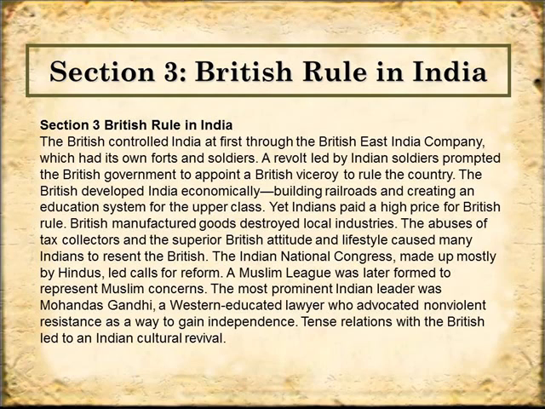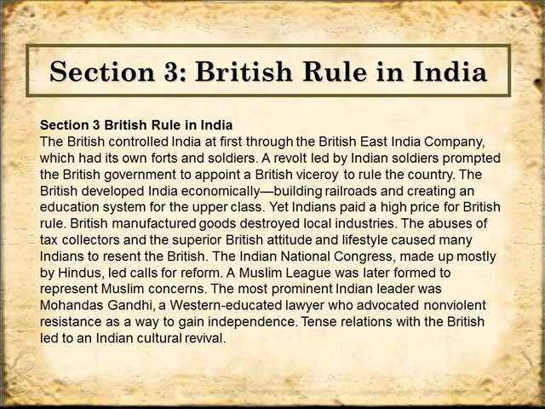So we are on to section 3, British rule in India. The British controlled India at first through the British East India Company, which had its own forts and soldiers. A revolt led by Indian soldiers prompted the British government to appoint a British viceroy to rule the country. The British developed India economically, building railroads and creating an education system for the upper class, yet Indians paid a high price for British rule.